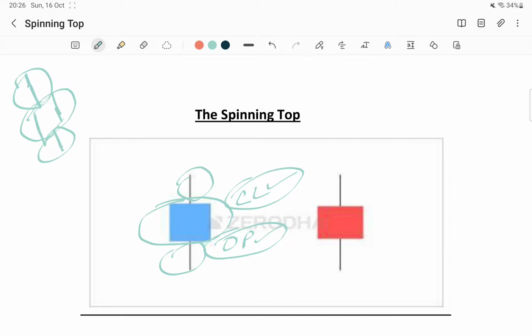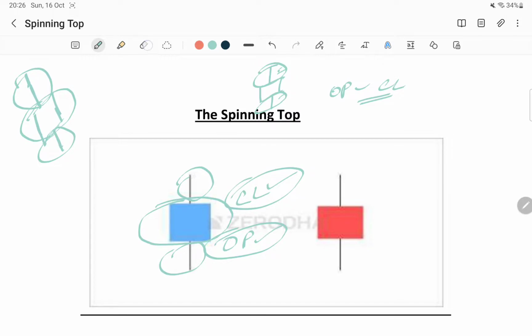So the main feature of the spinning top is that the body is small. That means your opening point is nearer to the closing point. It is not exactly equal, but it is near. The second feature is that the upper shadow and the lower shadow are equal, similar or the same. That means the gap you see in the upper shadow and lower shadow will be the same.